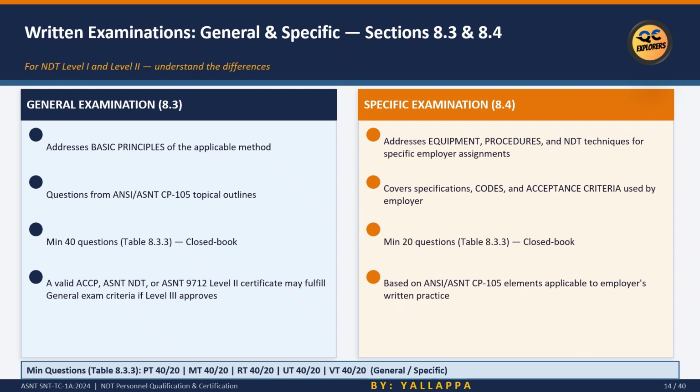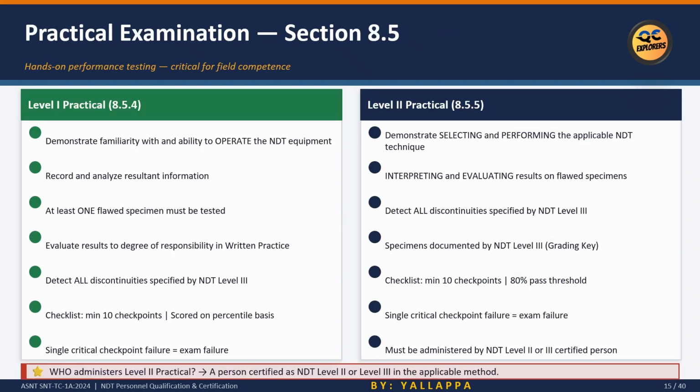Specific exam has minimum 20 questions, and both are closed-book examinations. Now let us discuss the practical examination. This is where field competency is evaluated. For Level 1, the candidate must demonstrate operation of equipment, perform testing, and record results.